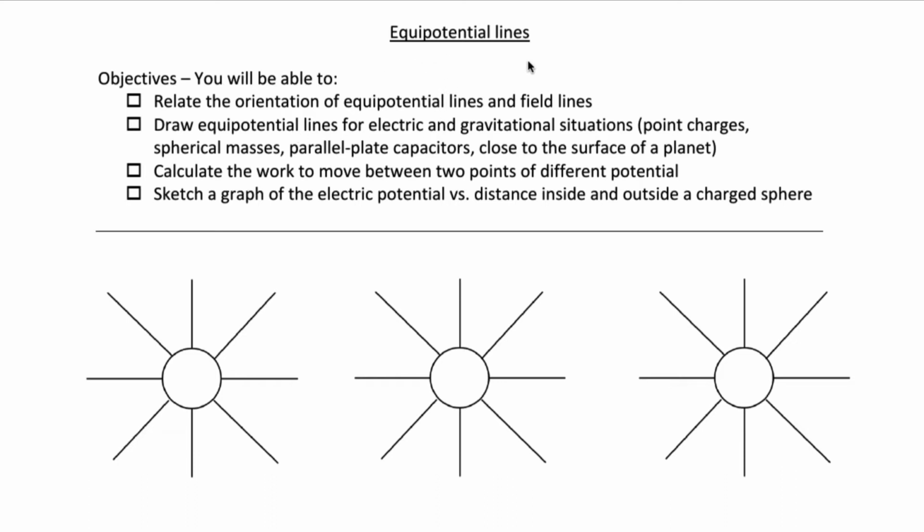In this lesson, we're looking at equipotential lines, and here are the objectives. Let's start with a large positive charge. I've drawn in the field lines already.